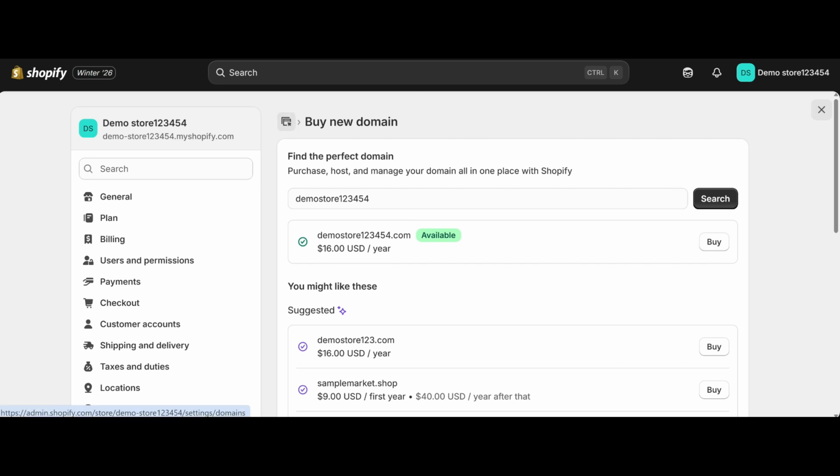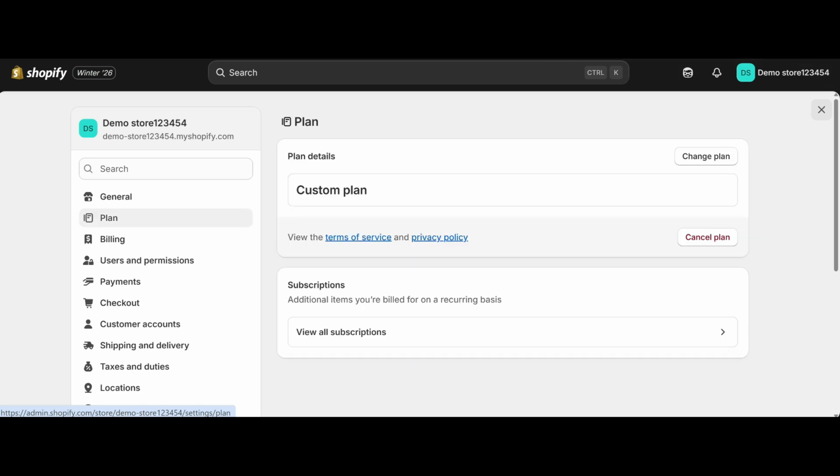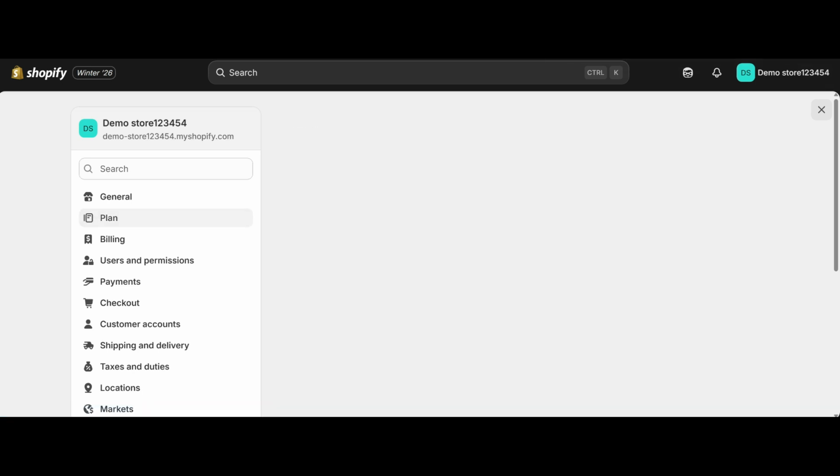So, are Shopify fees bad? Not really. They just reflect the reality that running a business, online or offline, has operating costs. The important mindset shift is this: don't look at fees in isolation. Look at what you're getting in return.